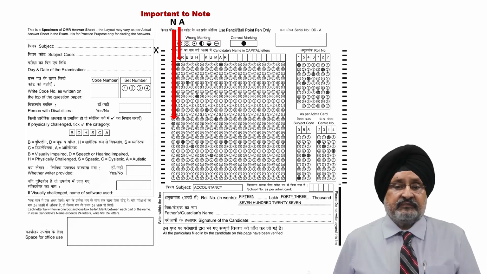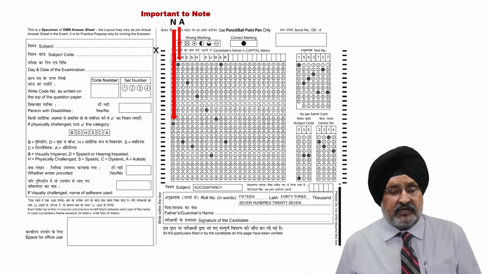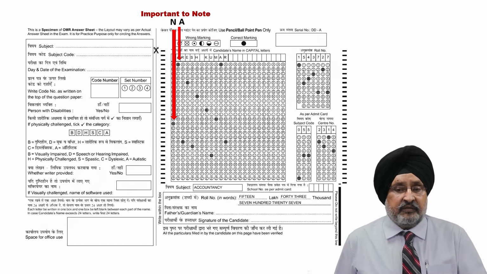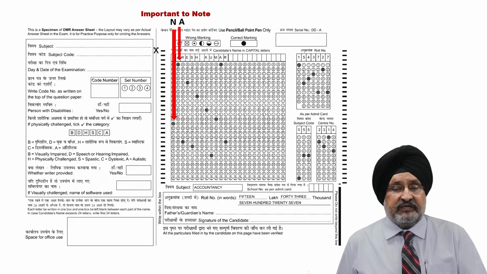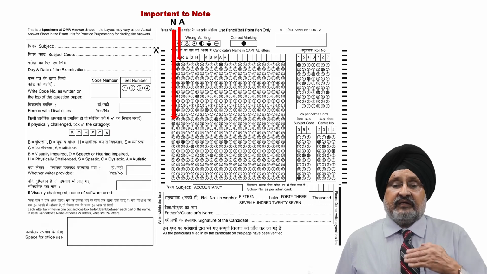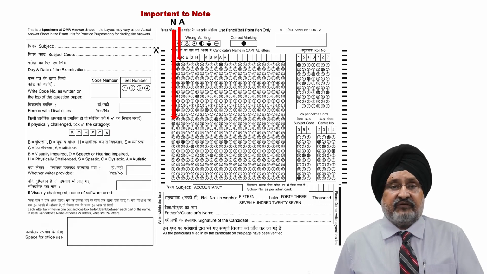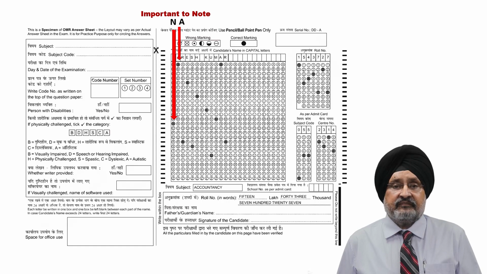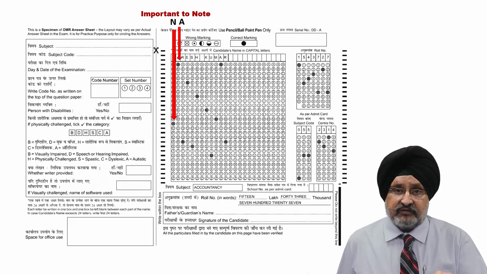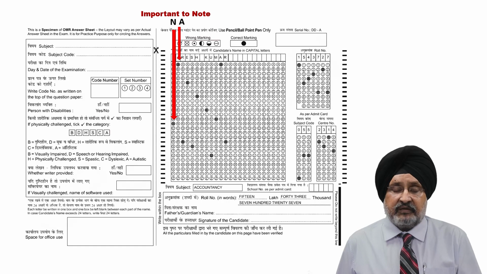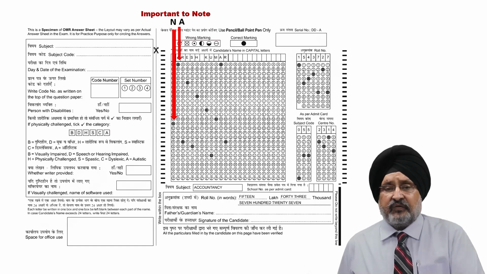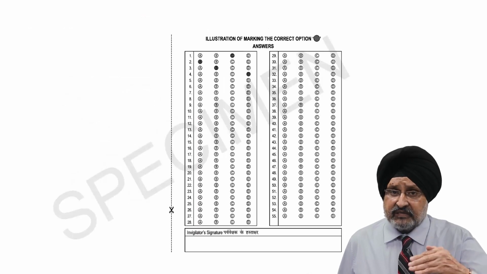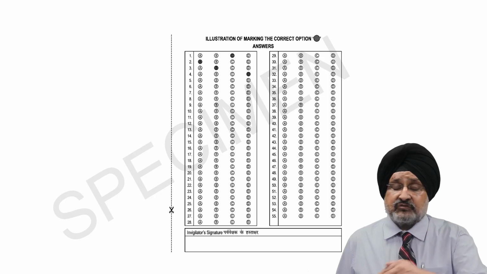Move downwards. There is a subject. You write Accountancy there. Below that, you have to write your roll number in words: 15 lakhs, 43,727. Just below that, write your parent's name or your guardian's name, and thereafter you sign this sheet. Now coming on to the other part, where you have to darken the circle to give your answers to the questions.